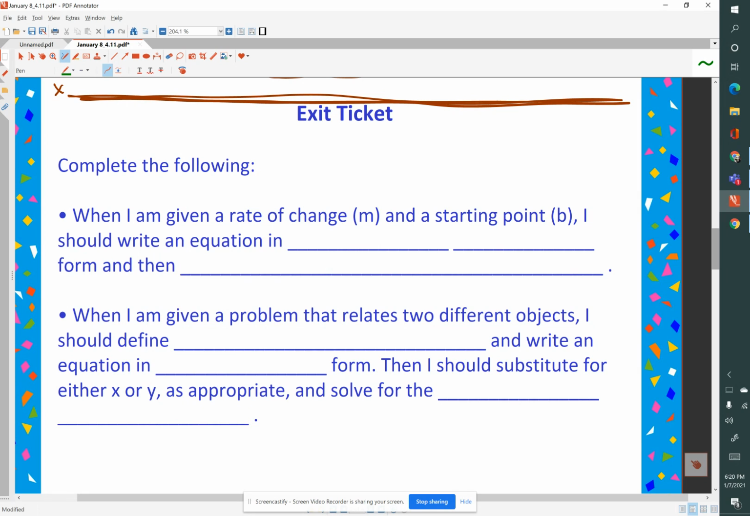So when I'm given a rate of change, which is our m, our slope, and a starting point, b, which is our y-intercept, I should write an equation in slope-intercept form and then solve for y. And those problems we did, you're solving for y.